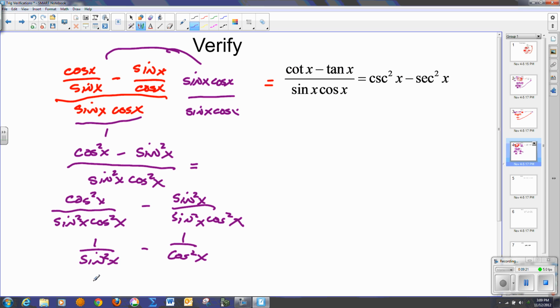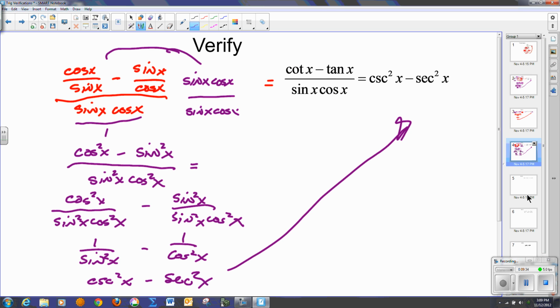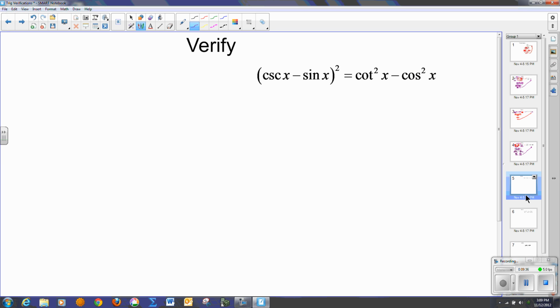1 over sine squared is cosecant squared of x. And 1 over cosine squared of x is secant squared of x. And that's exactly what I wanted to get. All right, so now we have a situation where I have, again, two more complicated terms that I'm trying to verify. I can pick either side or the other. Usually when I have a multiplication to do, I'll start working with that side. So let's go ahead and do that.